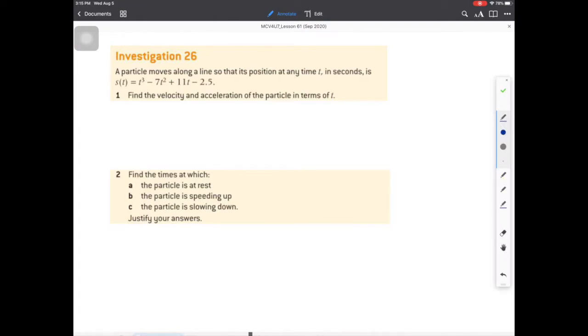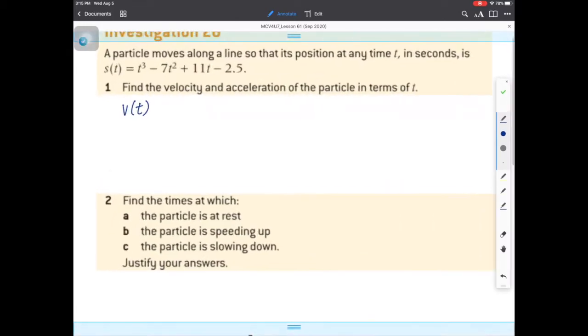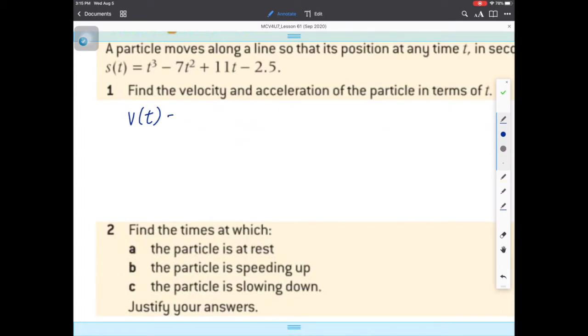Here we're going to look for the velocity and acceleration functions based on the given position function s of t. From the chart, by definition, velocity is the rate of change of position over time. Therefore, we have 3t squared minus 14t plus 11. This is the velocity function. The acceleration function is the derivative of the velocity function. So let me write this down, which is 6t minus 14.